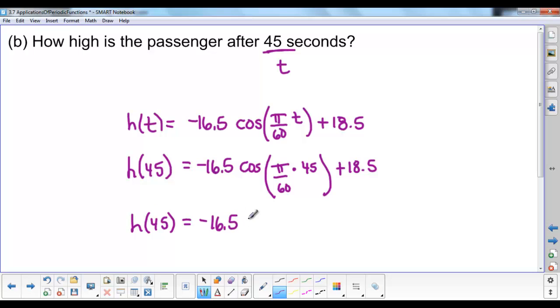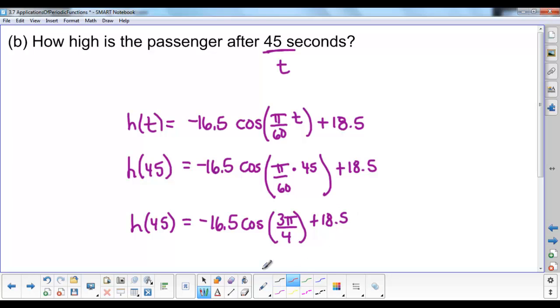Negative 16.5 cos. Now remember, it's numerators times numerators, denominators times denominators. So essentially what we have here is 45 pi over 60. If we were to reduce that fraction, 45 over 60 would simplify to 3 over 4. So we're left with negative 16.5 cos of 3 pi by 4, and then plus 18.5.